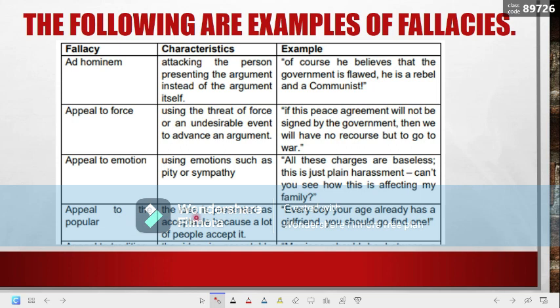It is characterized by the idea is presented as acceptable because a lot of people accept it. Example, every boy your age already has a girlfriend. You should go find one. Meaning you are generalizing. Just because almost everybody is doing it, you have to do it. That's appeal to the popular. So that is still a fallacy.